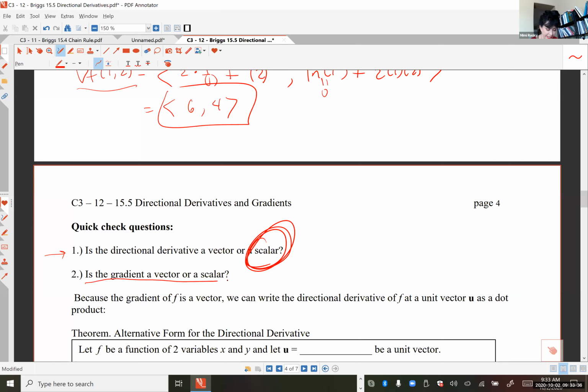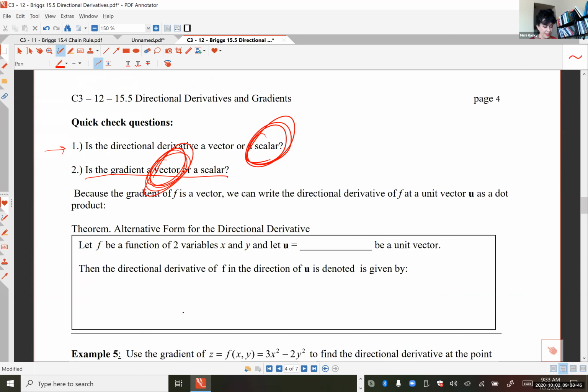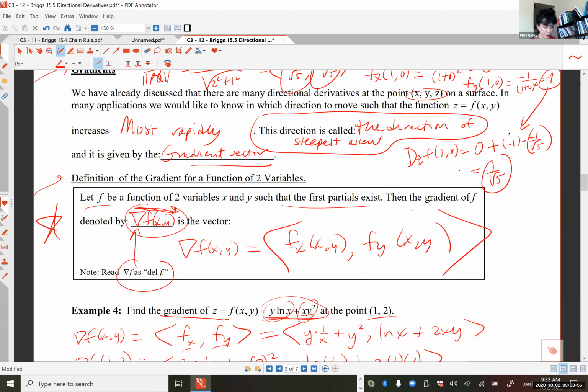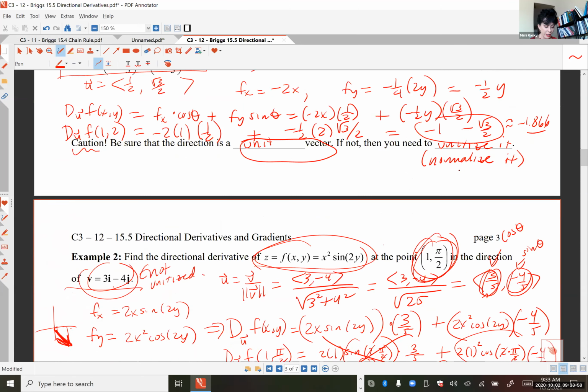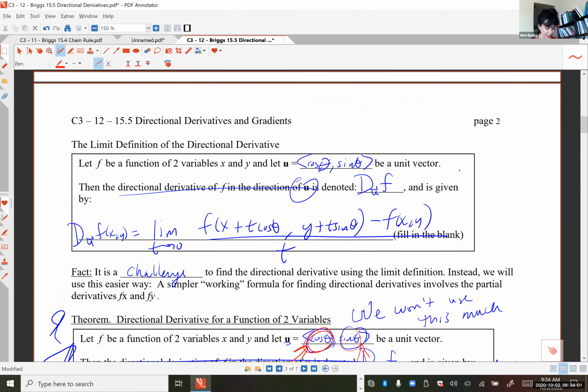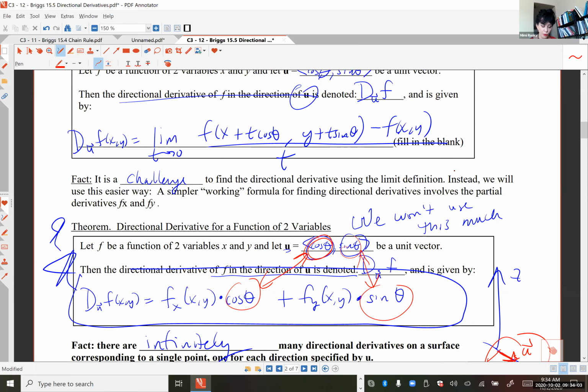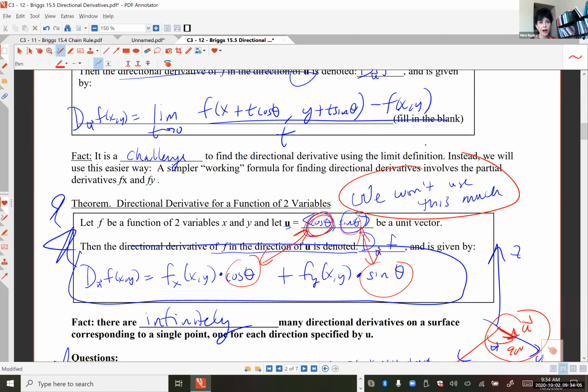Now, is the gradient a vector or a scalar? A vector. So know the difference. Okay. Now, because the gradient of f is a vector, it turns out that we can write the directional derivative of f at a unit vector u as a dot product. Well, why? So I want you to go back to the original definition that I gave you for directional derivatives, and I did tell you that we won't use this much, and now you're going to find out why, because it's sort of in the mix.